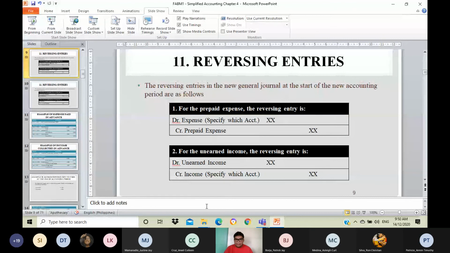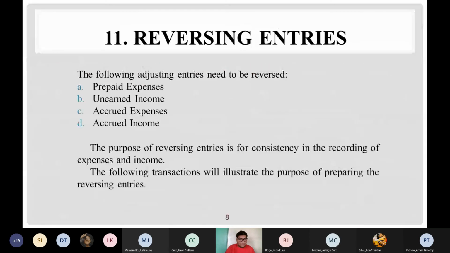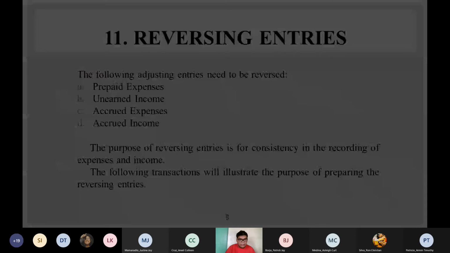In short, lahat yan. No? Ito na yung magki-carry over yung mga credits. And not of the previous period. Kasi ito, ano na to eh, previously na to. No? Okay.